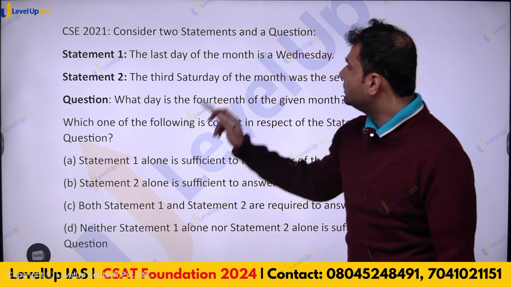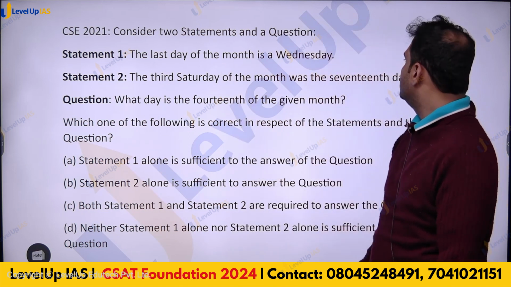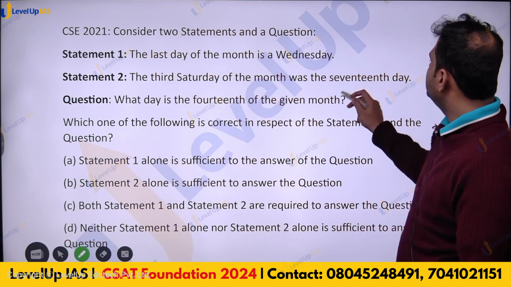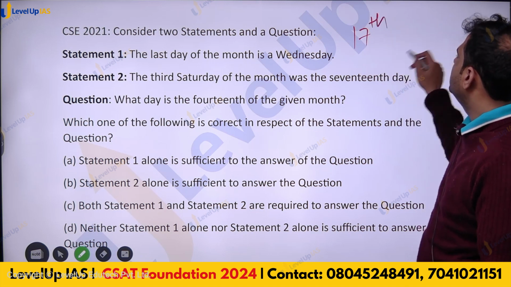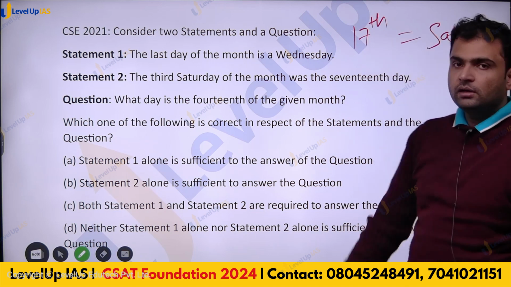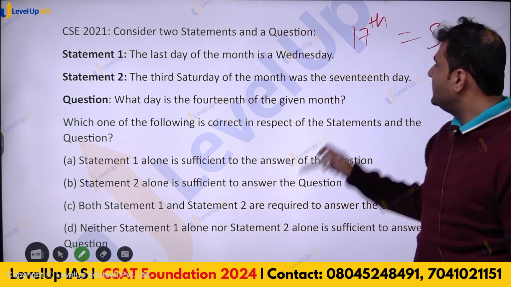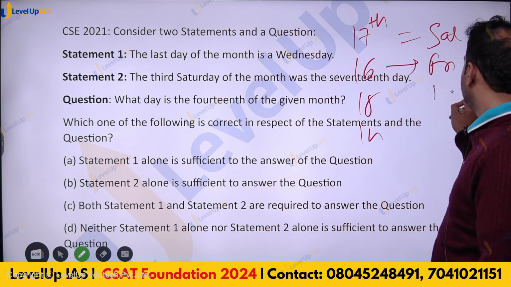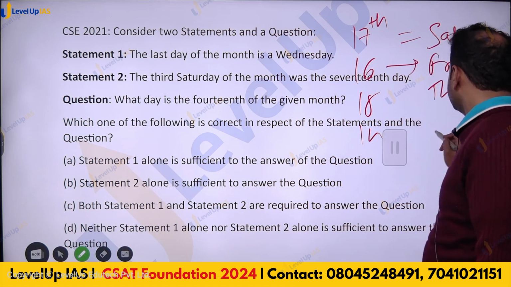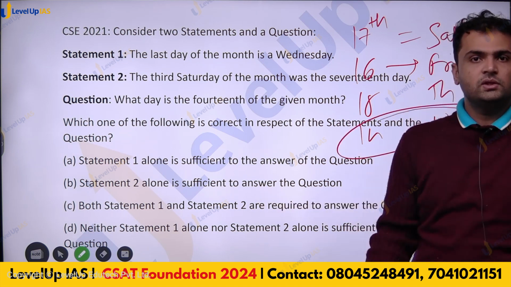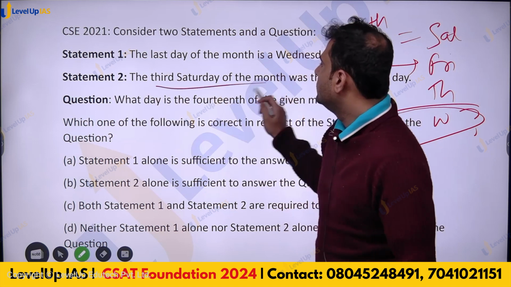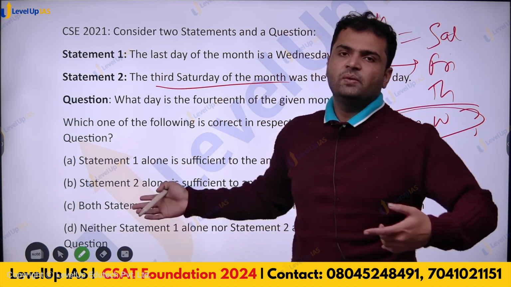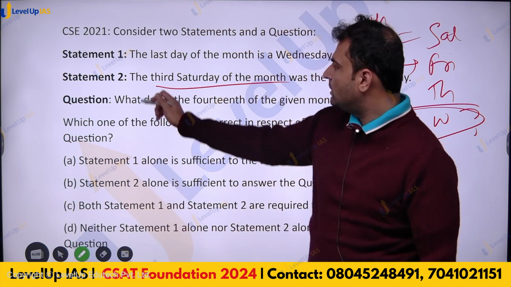Now statement 2, the third Saturday of the month was 17th day. Now what they are essentially saying is third Saturday of the month is 17th day. So 17th of that month is equal to Saturday. Now can you find out 14th or not? Definitely 17th is Saturday, then 16, 15, 14. This would be Friday, this would be Thursday, this would be Wednesday. Yes, we have the answer. Very simple. Essentially this statement is saying 17th is Saturday, then what would be the day on 14th? If 17th is Saturday, then what would be the day on 14th? Of course I can answer.